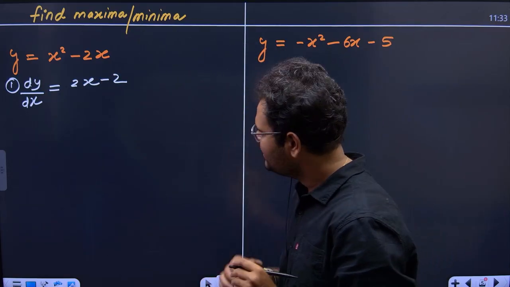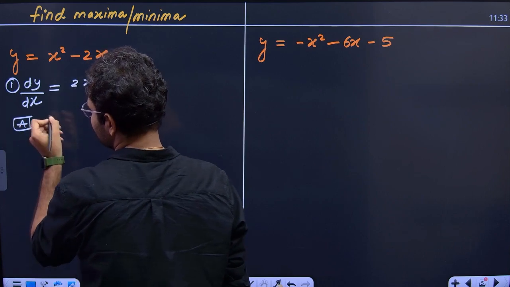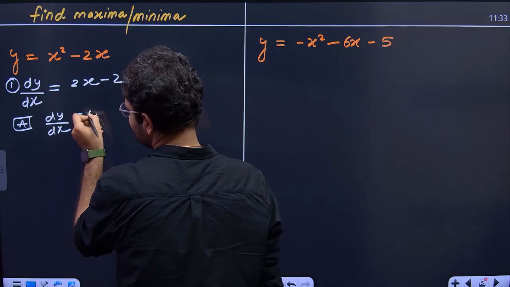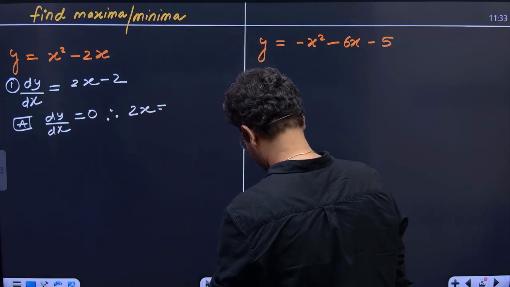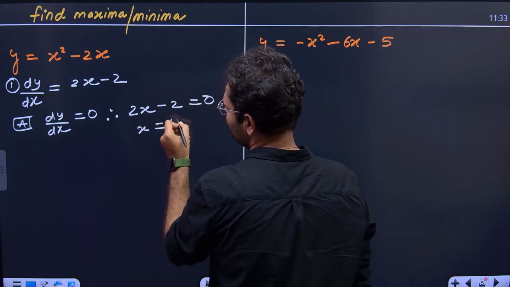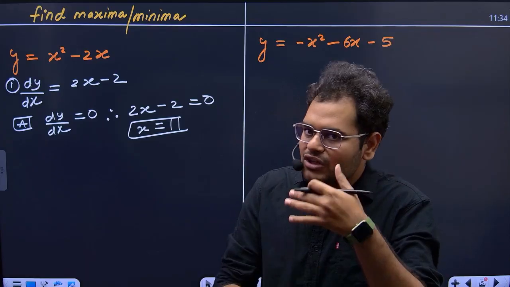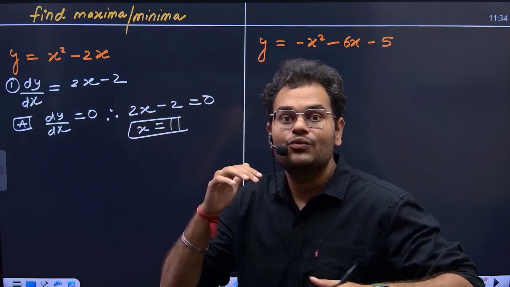Now dy by dx is the condition A. What is the first condition? Dy by dx must be equal to 0, sir. Therefore I can say 2x minus 2 is equal to 0. That means x is equal to 1. But do we know that at x equal to 1 it is minima or maxima? We don't know. So what should we do now?